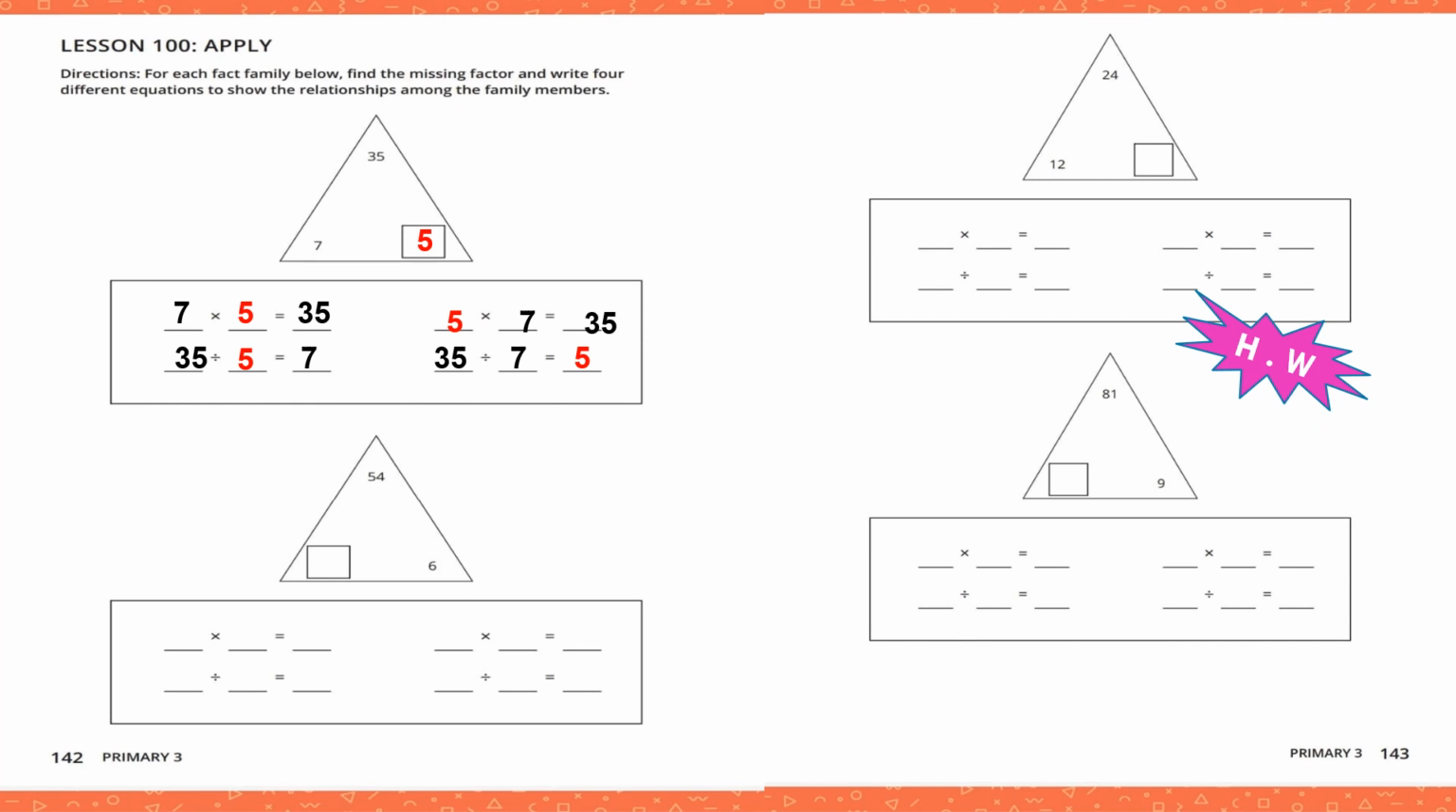Here we have 54 equals what times 6? 9 times 6, great. Let's write the multiplication equations. 9 times 6 equals 54, or 6 times 9 equals 54. The division equations, 54 divided by 9 equals 6, and 54 divided by 6 equals 9. And you can solve this page the same way.